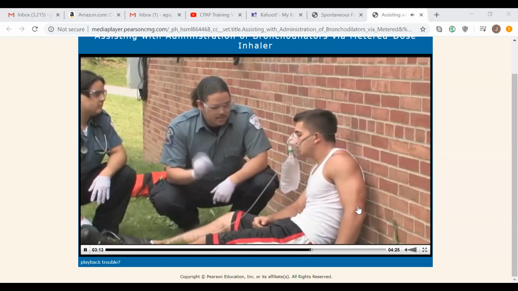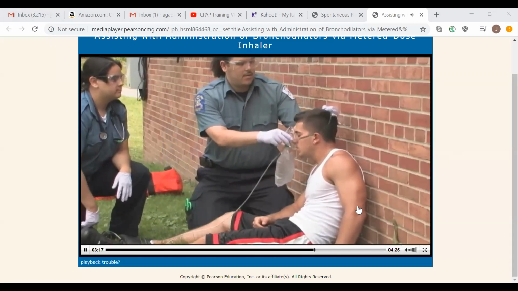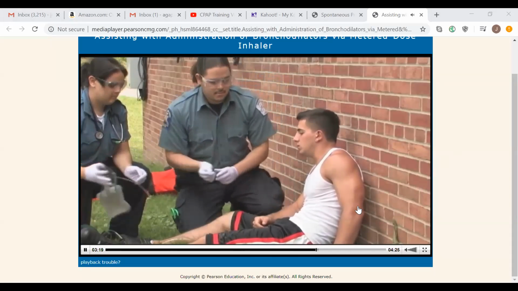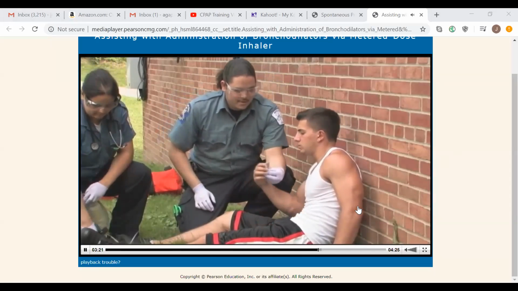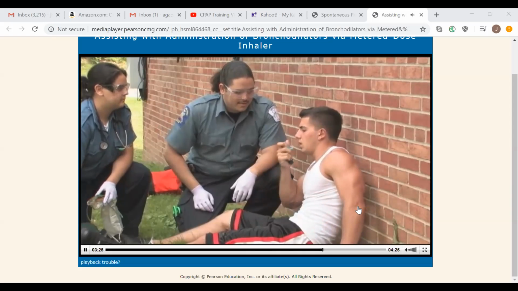Shake the canister vigorously for a few seconds. If the patient is wearing an oxygen mask, remove the mask. Instruct the patient to hold the inhaler upright in his or her mouth with the thumb on the bottom of the canister and the index finger on top. If the patient cannot do so, then you should hold the inhaler.